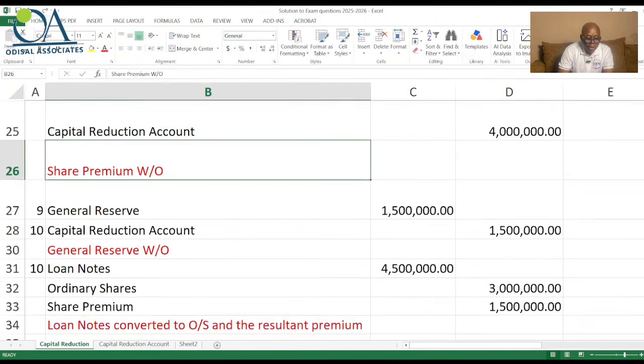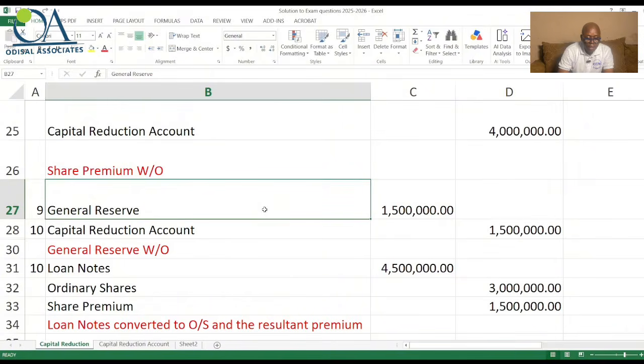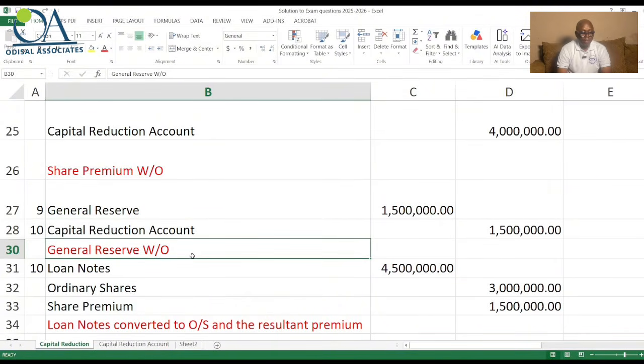Then the general reserve also is to be done away with. So we have to debit the general reserve account and credit the capital reduction account. General reserve write-off.